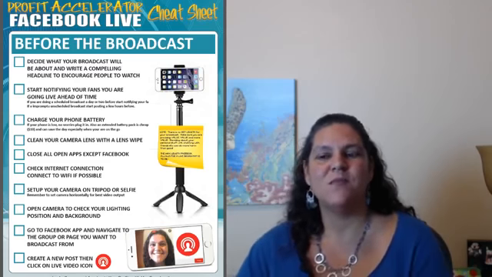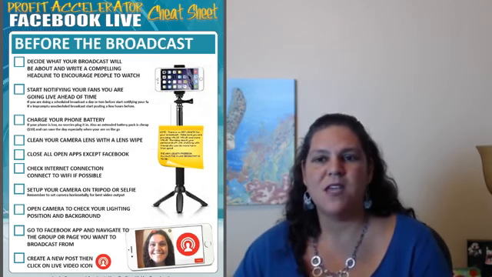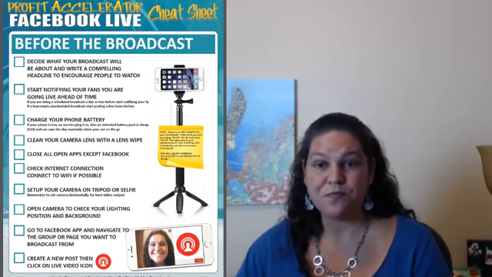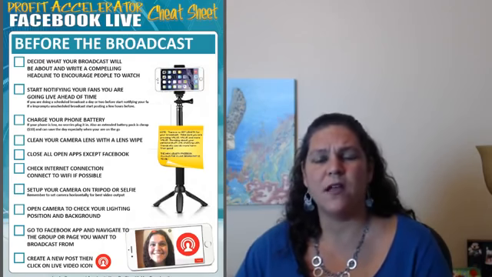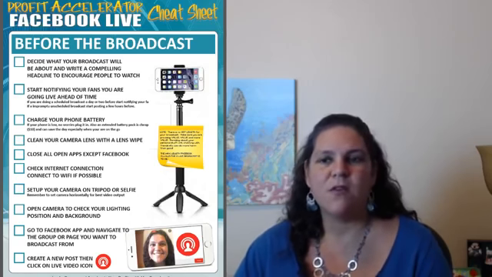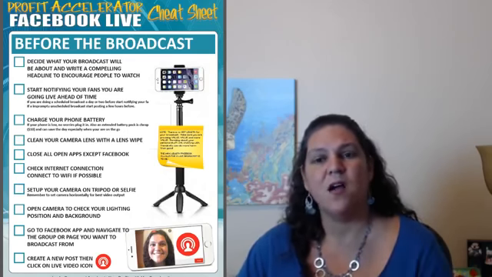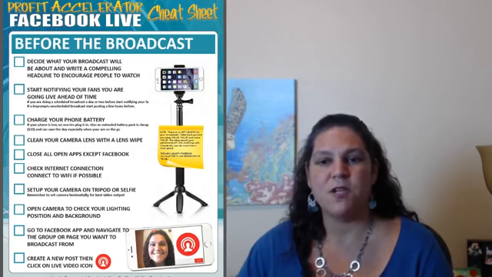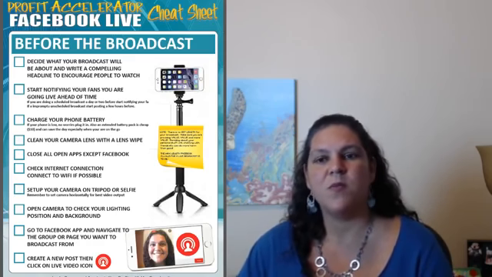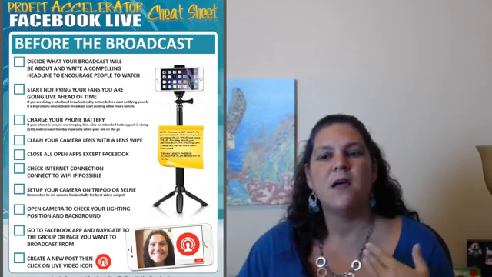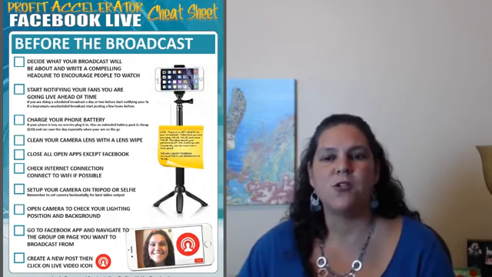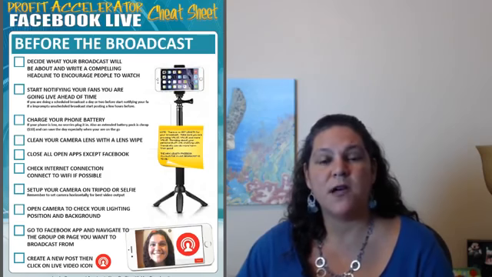So here we get to the meat and potatoes of the cheat sheet. This is the before the broadcast. This is actually what goes on in my brain before I do a live broadcast. I put this here as a process, which you can just do as a little checklist before you get ready to go live and go through each thing. So the first step is decide what your broadcast will be about and write a compelling headline to encourage people to watch. When you hit that live button, a little screen is going to come up and it's going to say, what is your video about? And it's going to give you the opportunity to write a compelling headline about what you're going to be talking about in your live video.